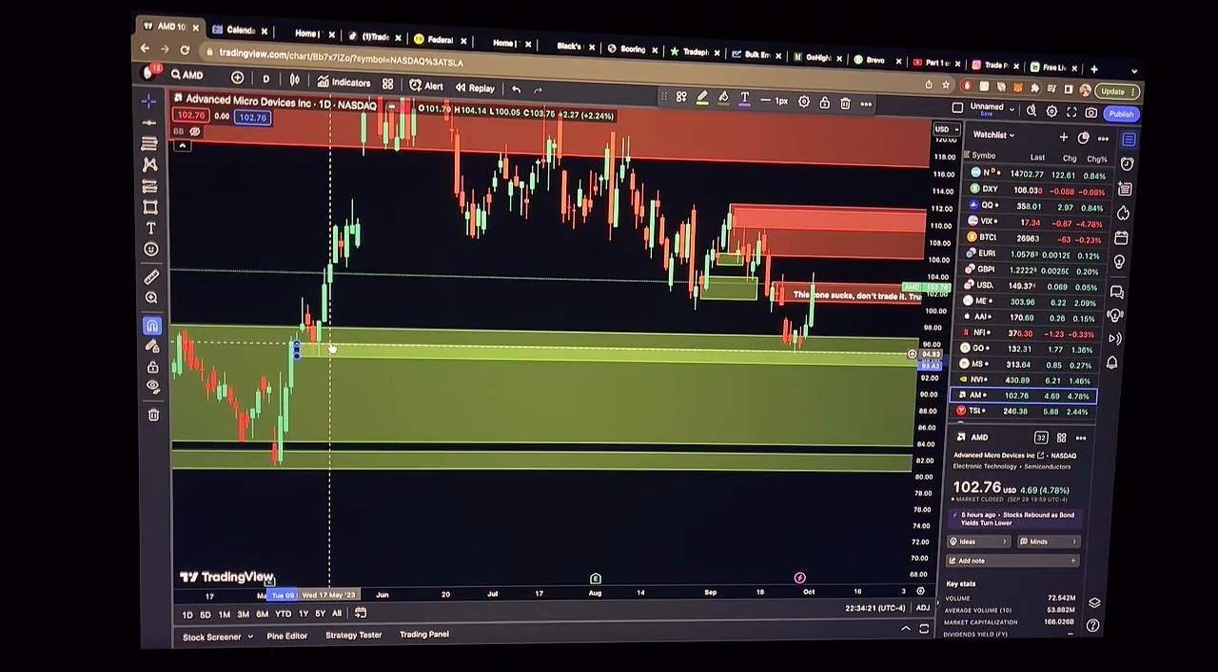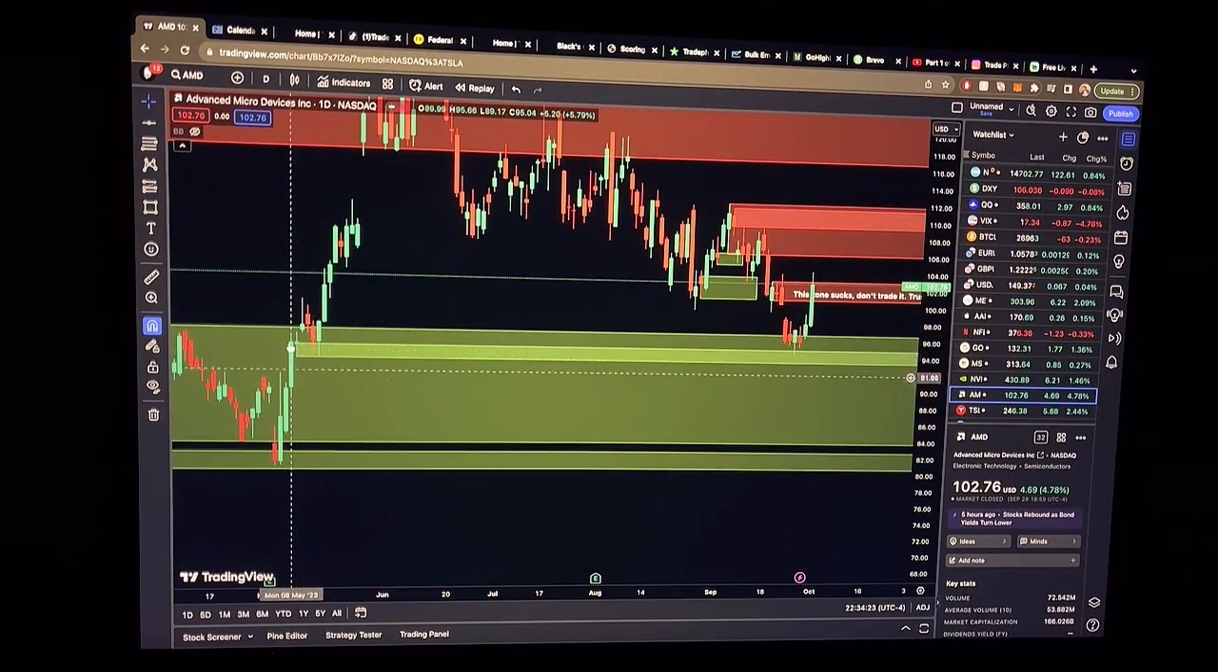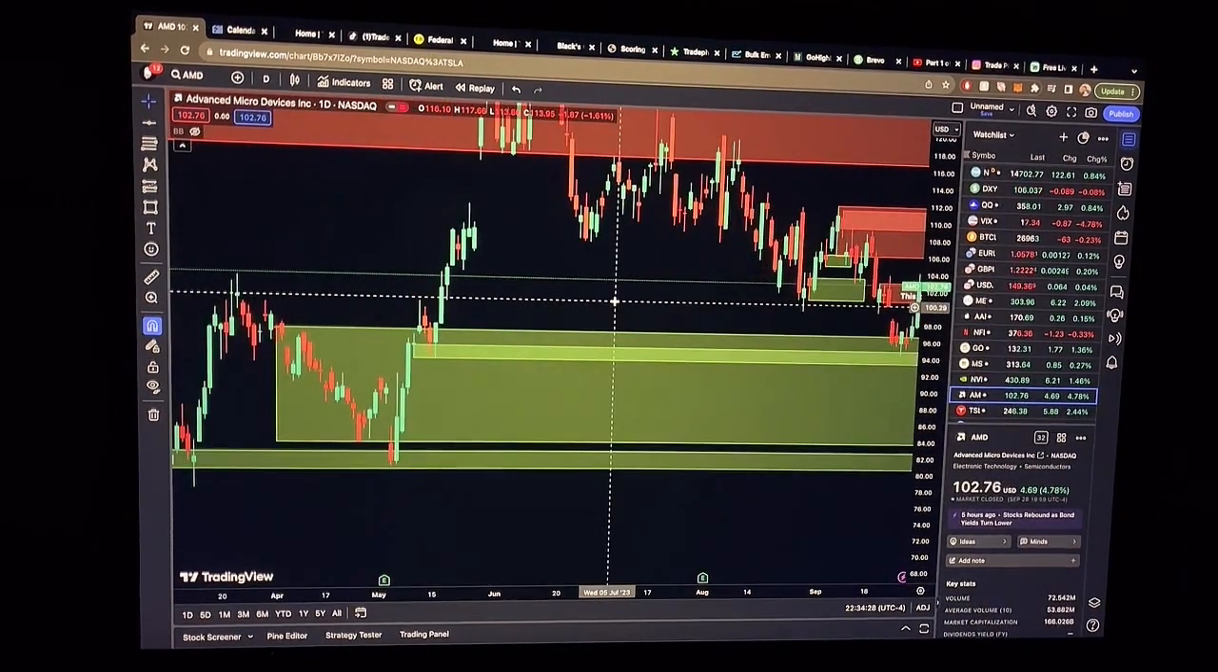All right, anyway. So this has already been hit beautifully, right? You can see that was the original imbalance. And I know it's hard sometimes to understand the patterns, guys, when you're new. That's just the reality of it.